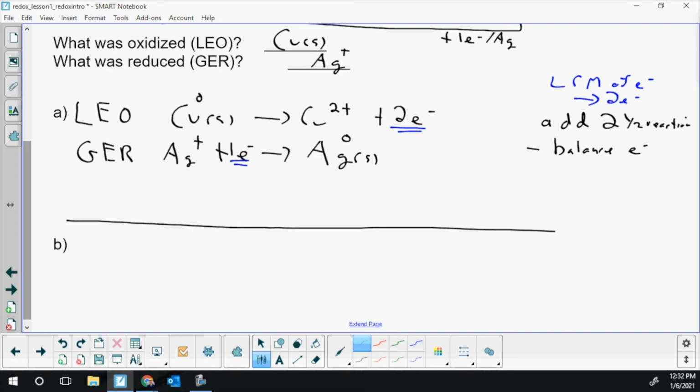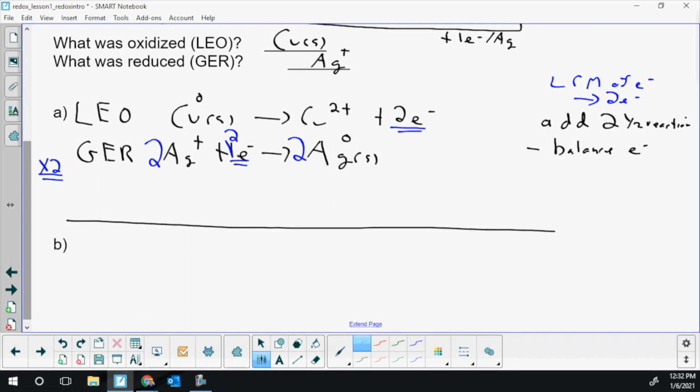I have 2 electrons in the top. I have to double the bottom reaction to get 2. So I need 2 silver plus and 2 electrons producing 2 neutral silver. The half reaction is the black. The blue that I put over top of it is manipulating it to build the net.